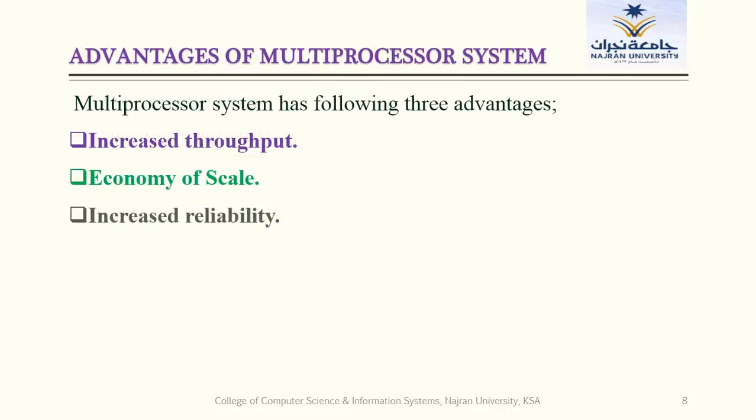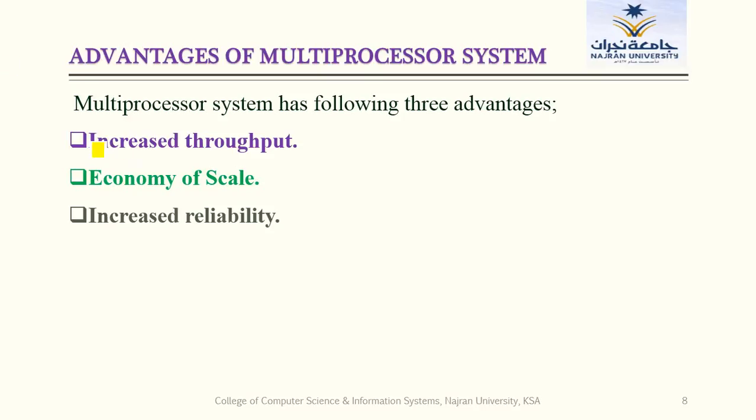Okay, we have seen the difference. There are two different types of architecture available, single and multi. But why do we use a multiprocessor system? There are some advantages. That's why we prefer a multiprocessor system.